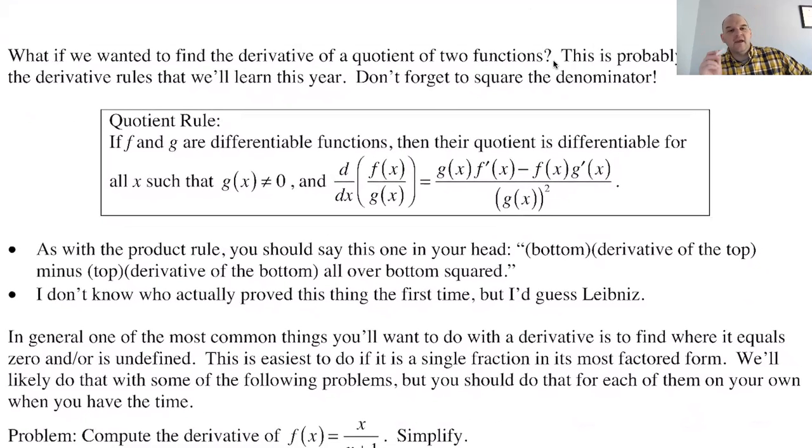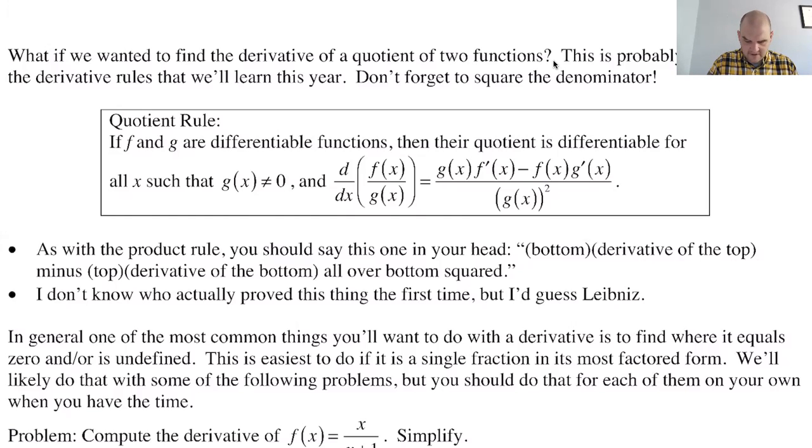Here we go. The quotient rule. If f and g are differentiable functions, then their quotient is differentiable as long as g of x is not 0, because you can never divide by 0. It's always going to be a problem. Dividing by 0, can't. Not even once. All right, so the derivative of f over g is g f prime minus f g prime all over g squared. But that's not how anyone really says it.